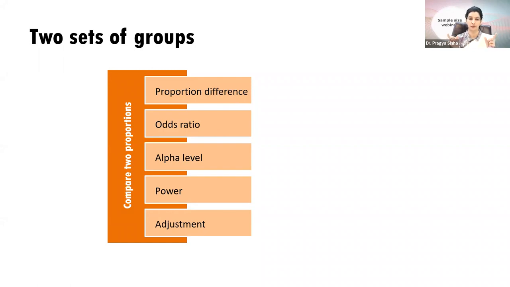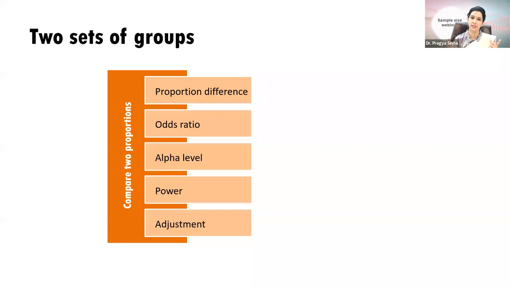So there will be a control arm we discussed, and there will be a treatment arm. So there will be a difference in the proportion. This odds ratio generally we don't have in the concept of a randomized control trial, but again, we do calculate it sometimes, and sometimes you can have the relative risk also. Alpha level, yes, you determine the alpha level, that is the level of significance.